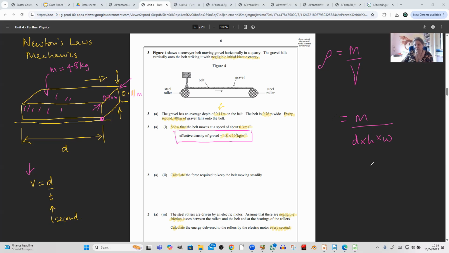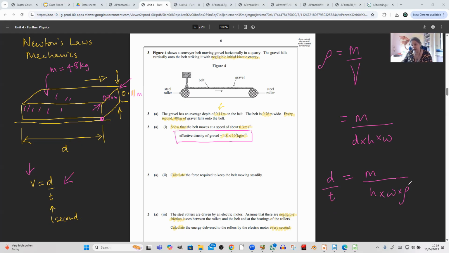Okay. And I actually want D over T. So what I'm going to do is I'm going to put D up, and have it on its own. So make D the subject. So this whole equation becomes M over H times W. And then we also have to multiply it by our density. That's just exactly the same equation, but rearranged. Right, now, we don't want D. We want D over T.